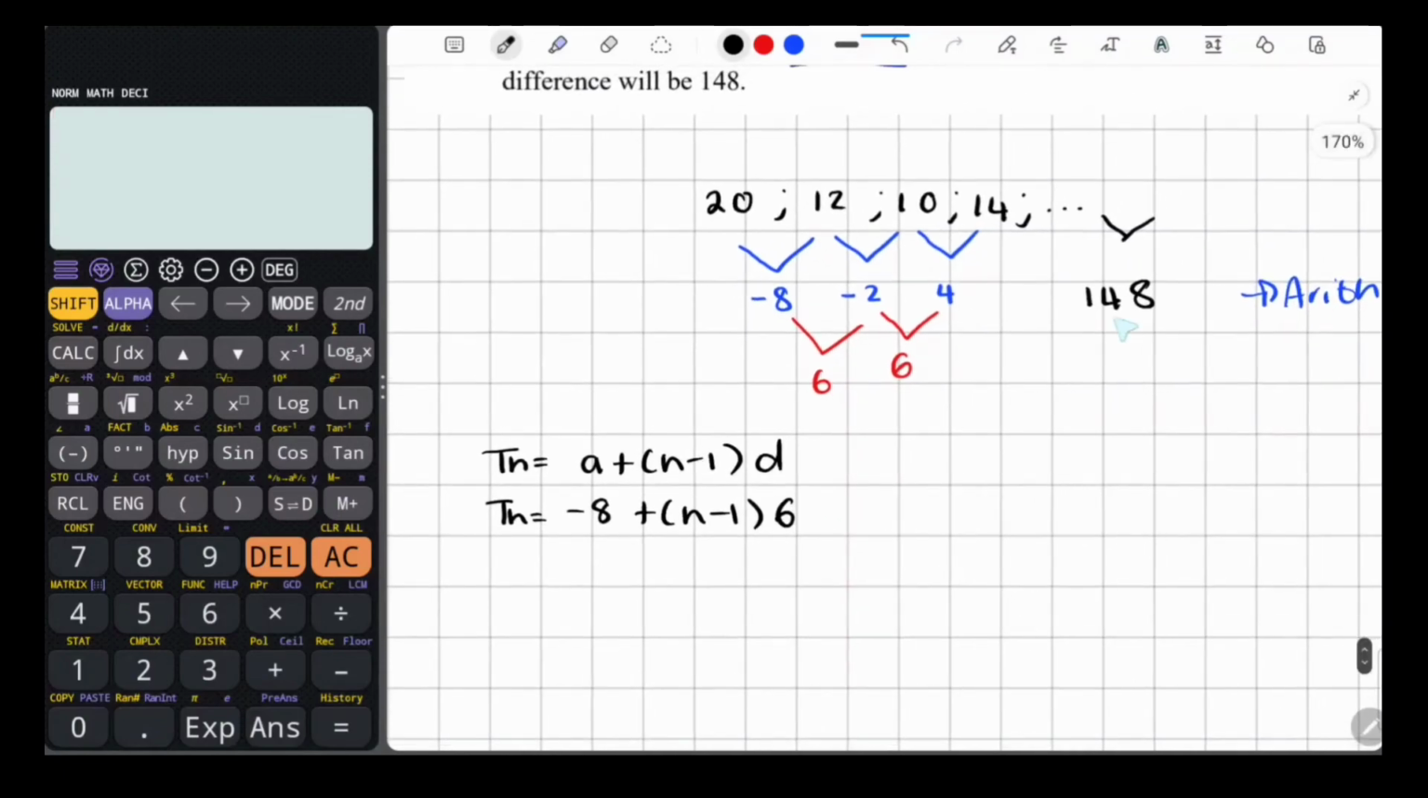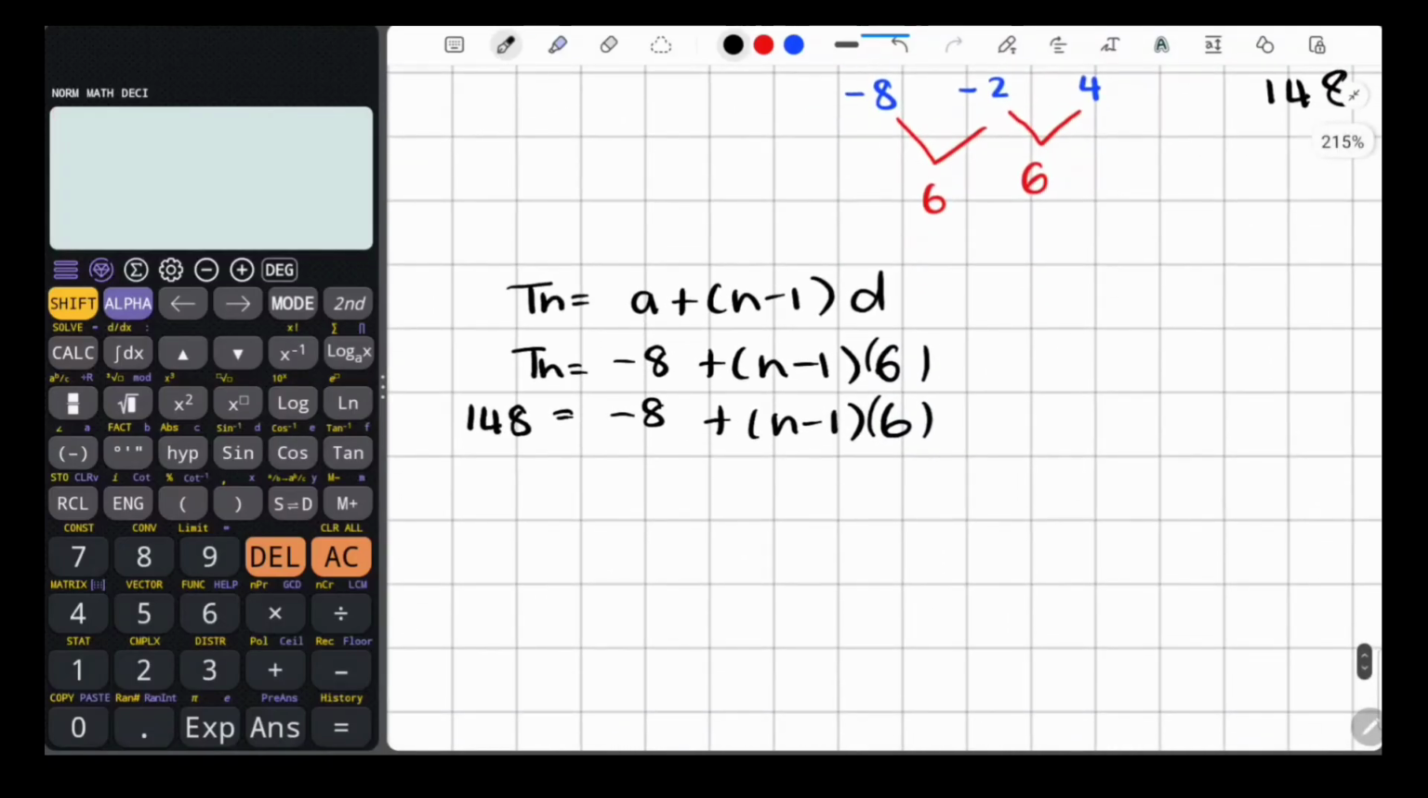So we have to find out which term belongs to this 148 in the arithmetic pattern. In place of Tn, we put 148 is equal to negative 8 plus n minus 1 times 6. Here, what we can do is take the negative 8 over. So we have 148 plus 8, that will give you 156. 156 is equal to, and now because these two have been multiplied, I'm just going to put the 6 in front, then n minus 1.